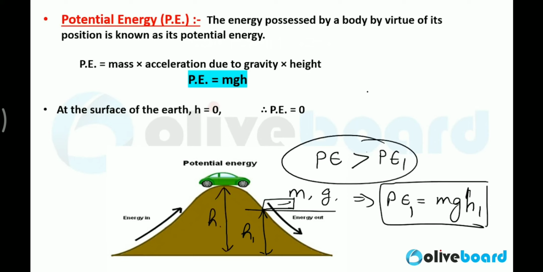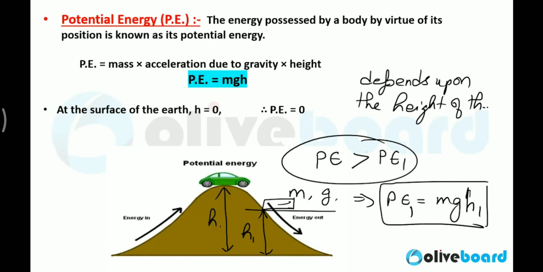Which means it depends upon height. Potential energy depends upon the height of the object from the ground. Clear? Very, very important. Potential energy.